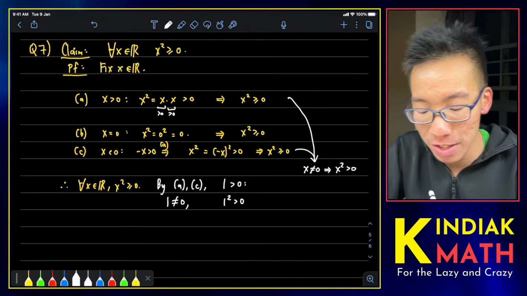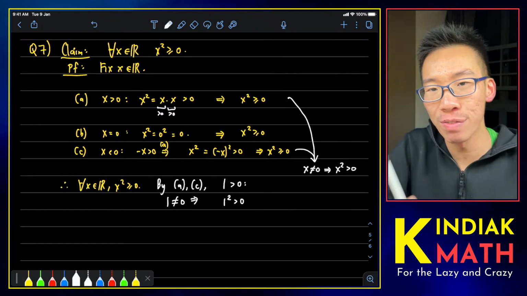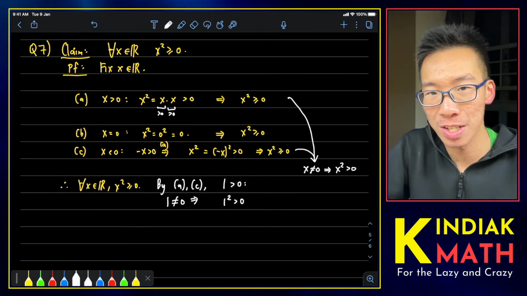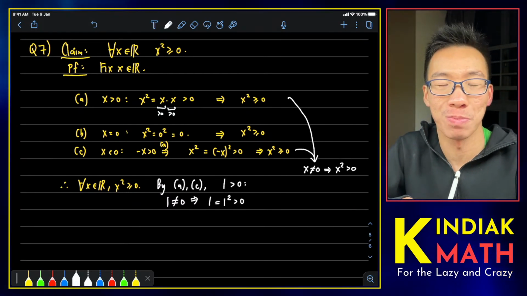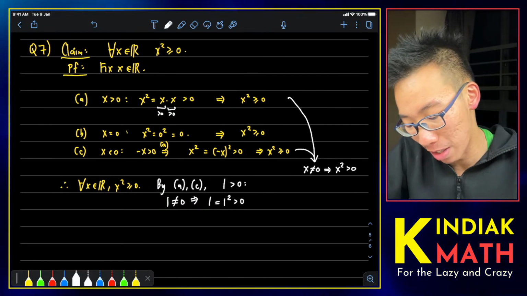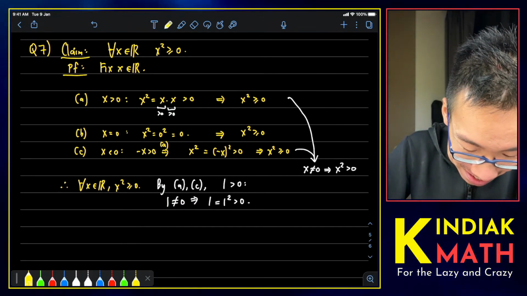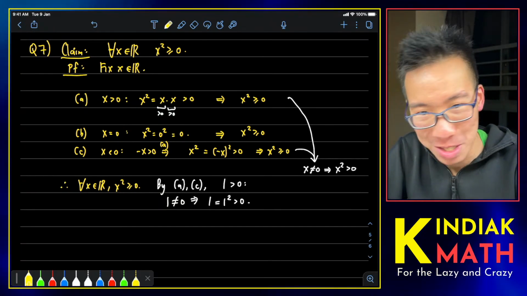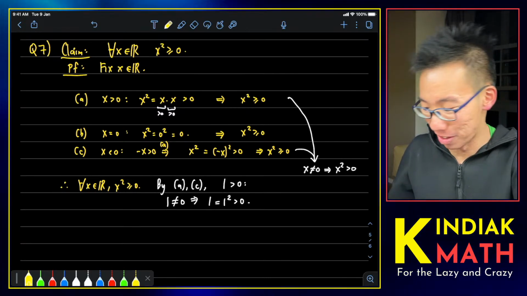So if 1 is non-zero, then 1 squared has to be positive, but 1 squared is 1 times itself, so it remains the same. It's just 1. So therefore, 1 is bigger than 0. Yes, it's a rather long proof as to why 1 is bigger than 0, but that was one of the things that actually fascinated me at the university level.